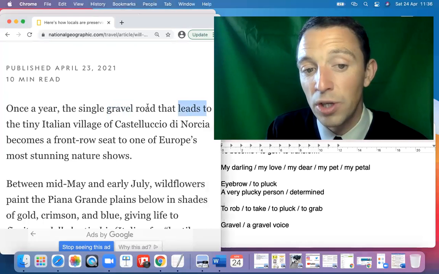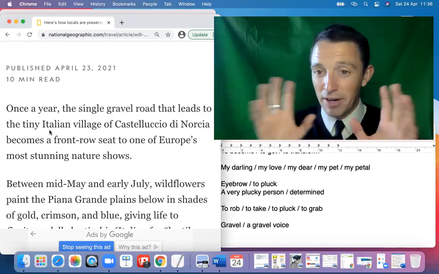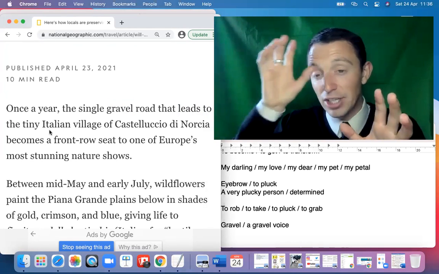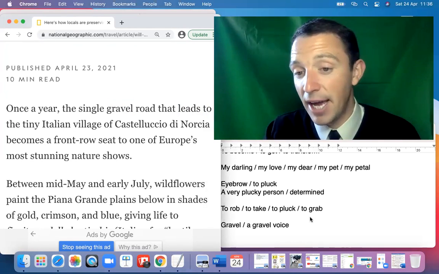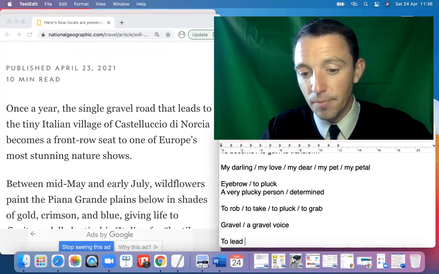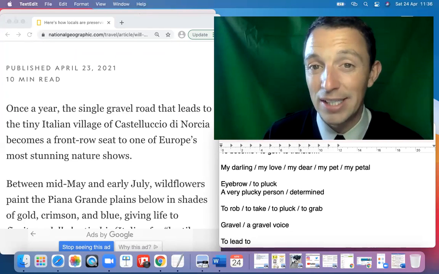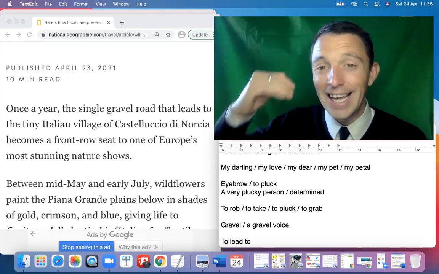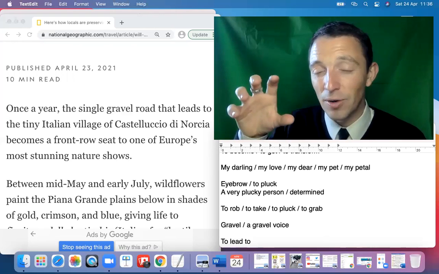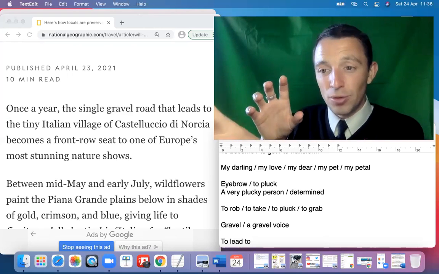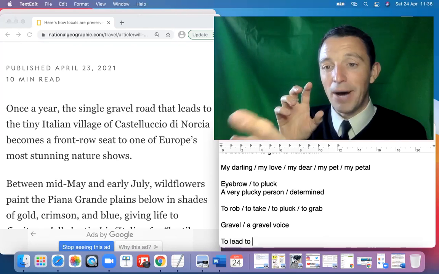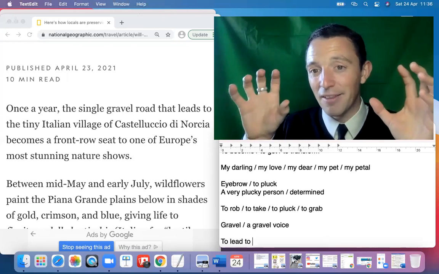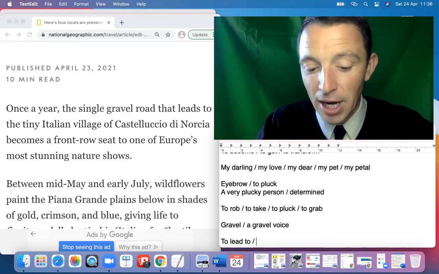Leads to, so the road leads to the village. So that's very important as well. So the road leads to the village, like the direction. But this expression to lead to is very important in relation to consequences. So for example, eating a lot of chocolate, overeating, eating too much chocolate. Okay, this activity leads to the bad problem or bad health. Okay, so eating a lot of chocolate leads to bad health. So it's a very, very important expression.